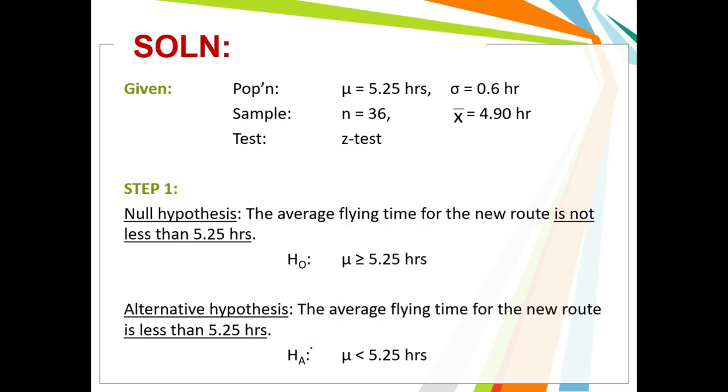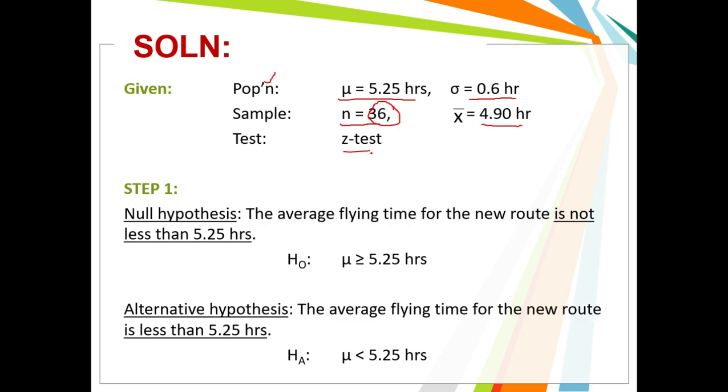So let's write down muna the given. Yung ating population or existing na route, we have 5.25 hours yung flying time. Ang standard deviation is 0.6. Ang ating sample, okay, yung bagong route, nag-test ng 36 flights at ang kanilang hours is 4.9 hours. Okay? So what particular test yung ating gagamitin? Because this is greater than 30, I mean, so this is a z-test na test.